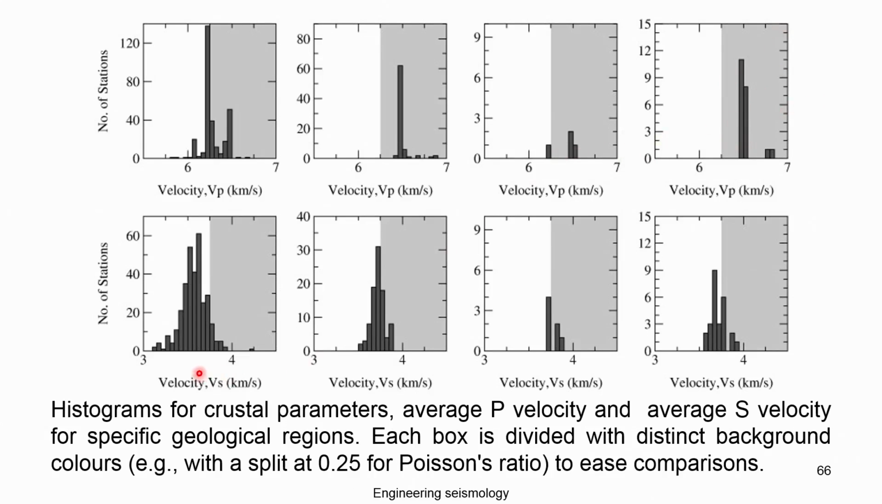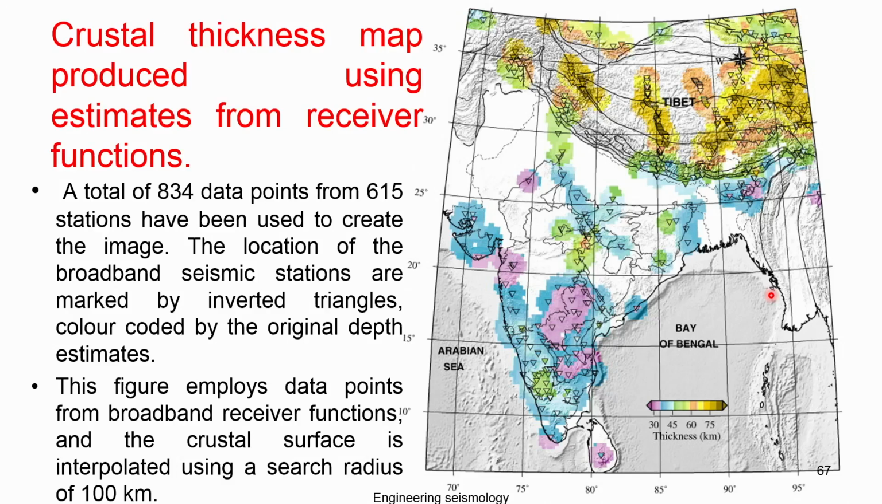Similarly, you can see the Vs variation. So, the Vs and Vp values are not similar throughout the country. That is the message we got from analyzing a large number of seismic data, passive and active, recorded in the region. The crustal thickness map was produced using this kind of data and analysis, estimated from receiver functions. You can see the thickness of the crust. The pink one is very shallow, as you can see here.